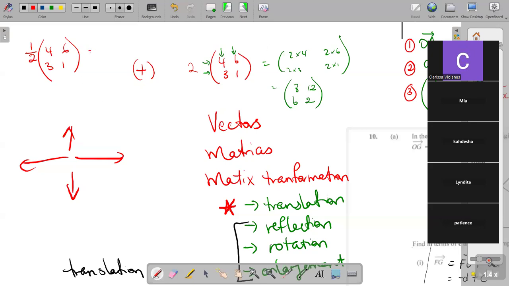So this is going to give me 4 over 2, 6 over 2, 3 over 2, and 1 over 2. And as fraction rules go, if you can break it down, you break it down. So we're going to end up with 2, 3, then 3 over 2, which can't break down any further, so you leave it just like that, and a half. If you got it, say got it.